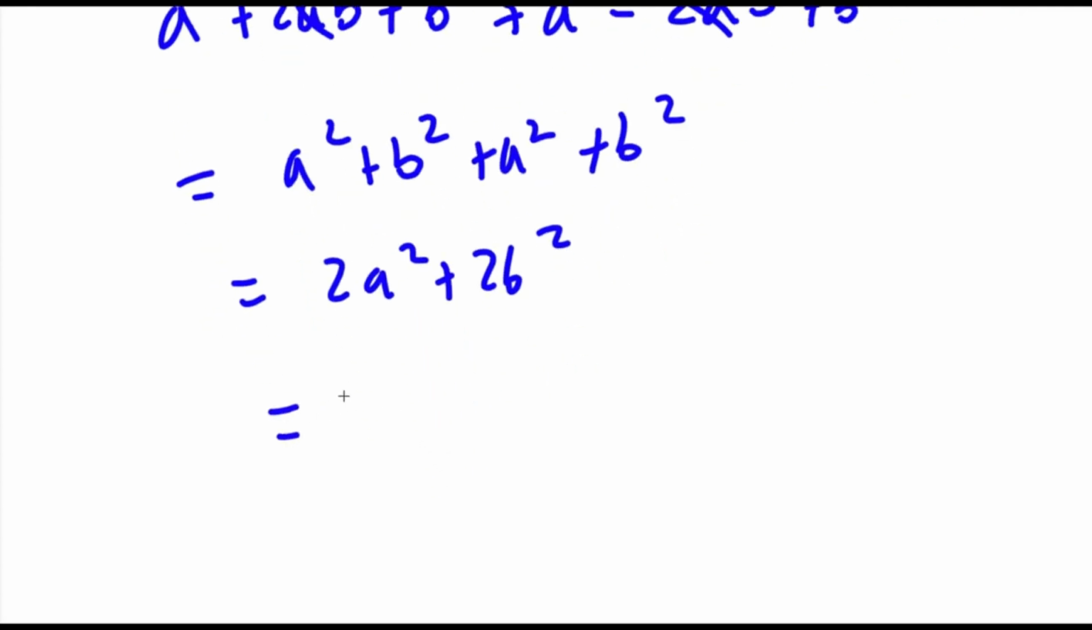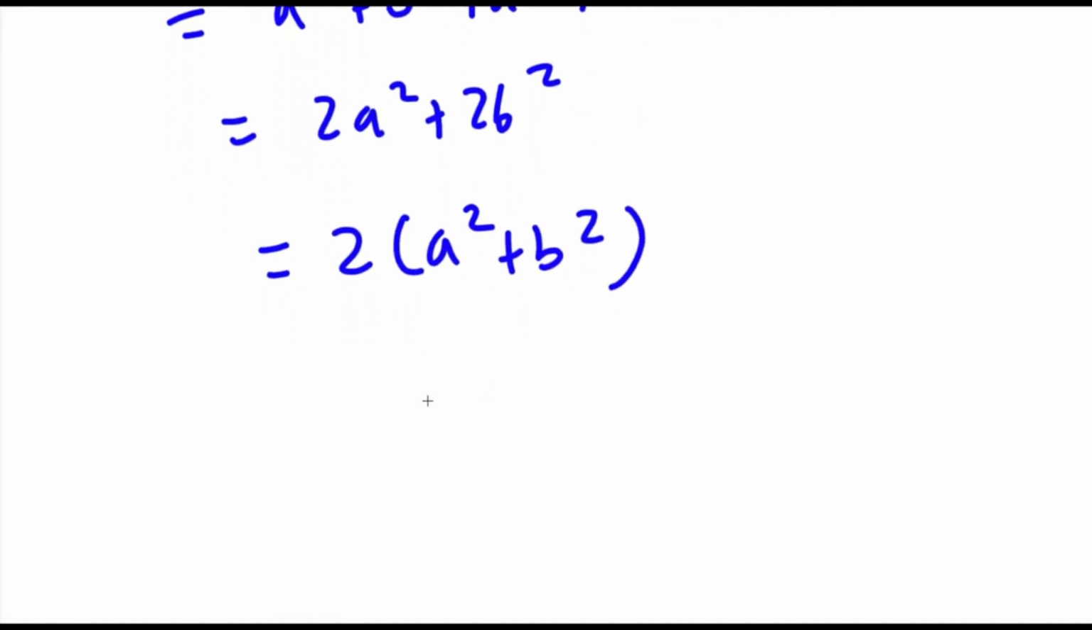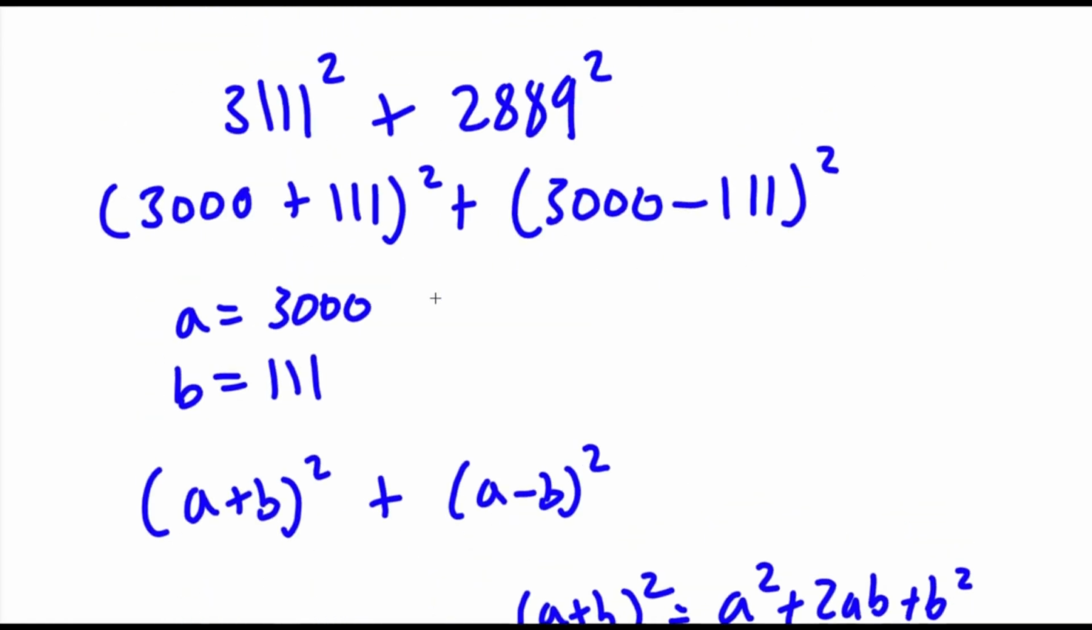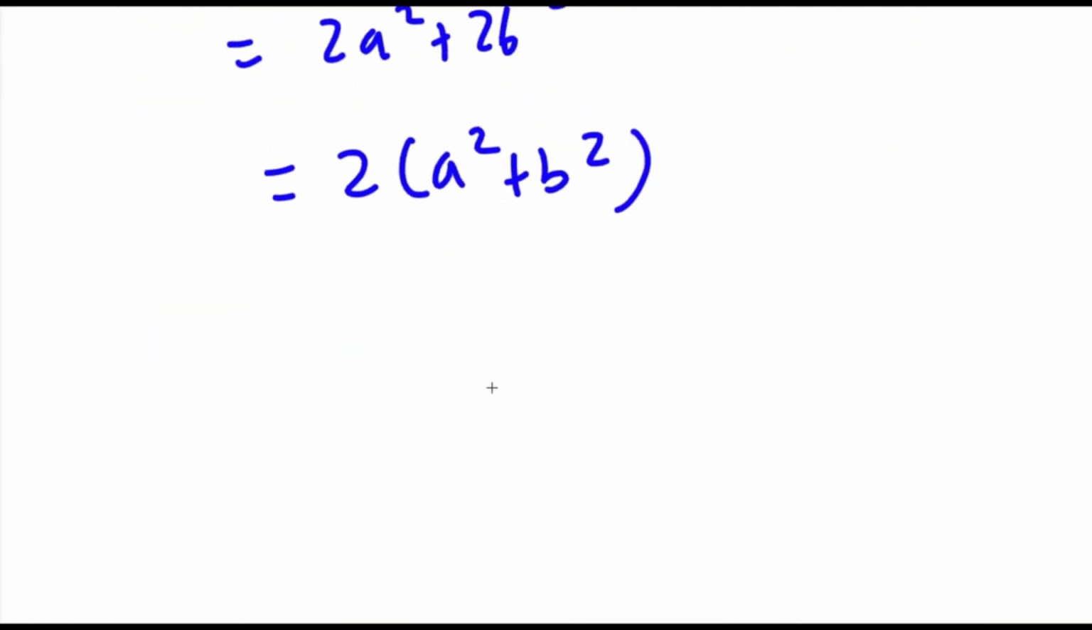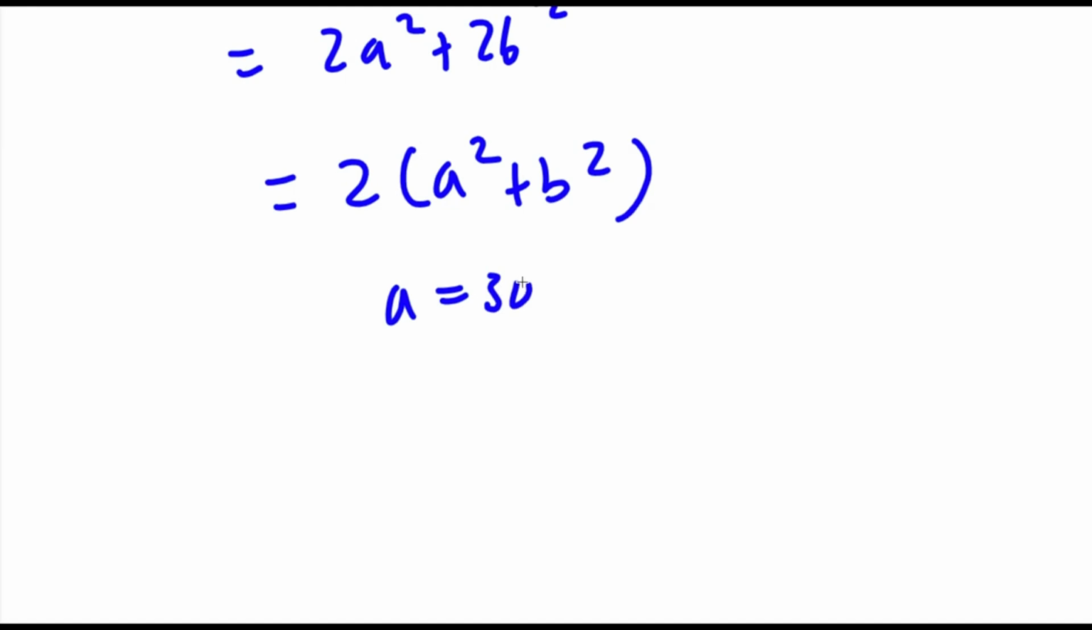Now if I factor out 2 from this, I get 2 times (a squared plus b squared). Now remember how we set a equal to 3,000 and b equal to 111.